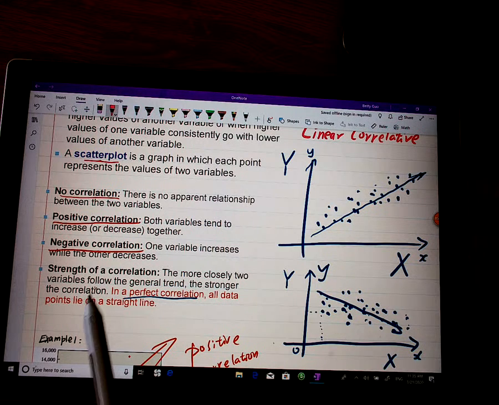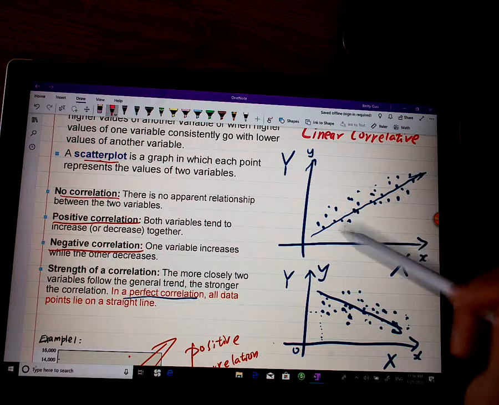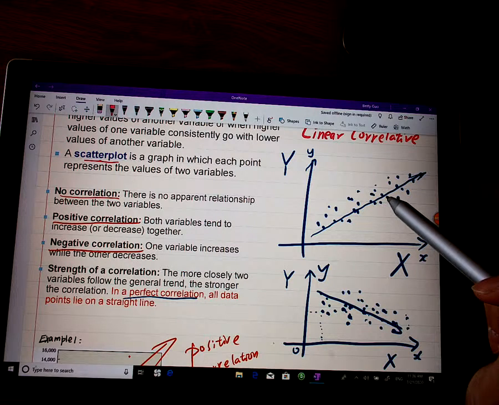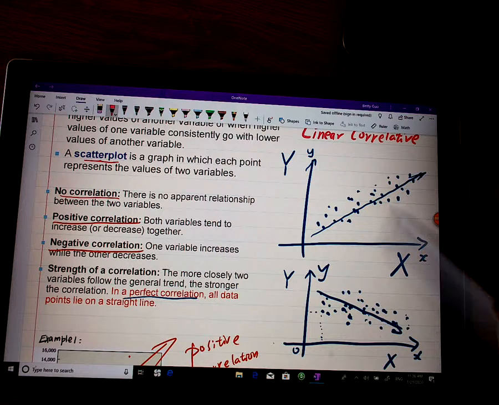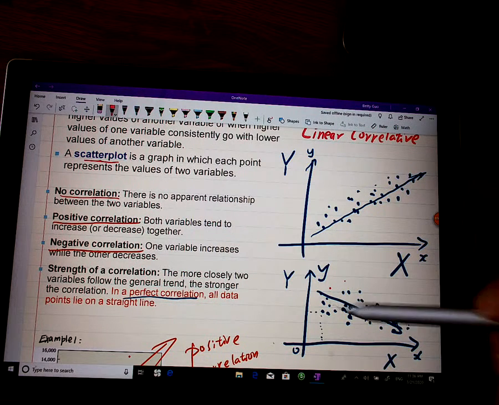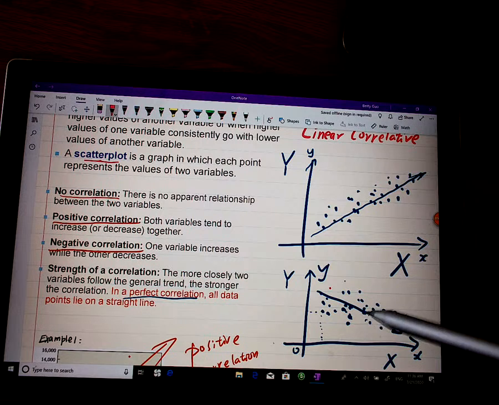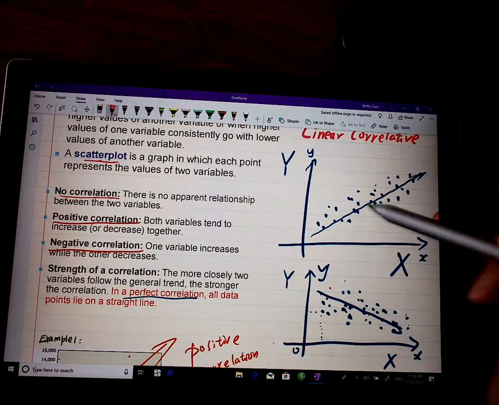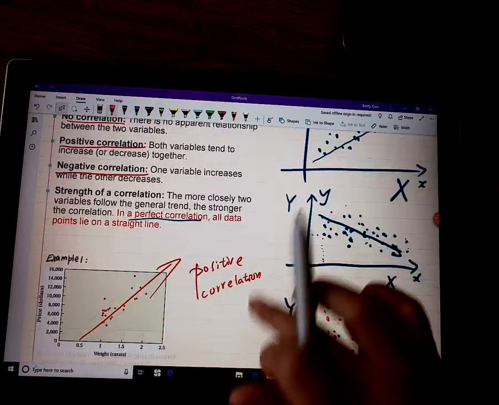So we need a measure. We need to be able to measure the strength of a correlation. If we just look at the scatter plot, if those points are very close to the linear pattern, the straight line, then we say the correlation is strong. Otherwise, if those points scatter away from the straight line, then we say the correlation is weaker compared with this one. Let's look at an example.